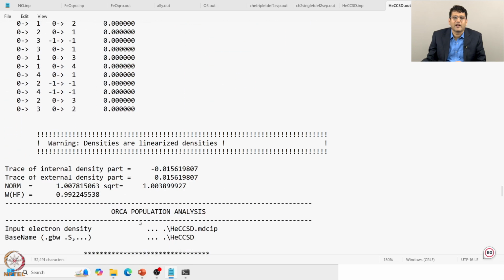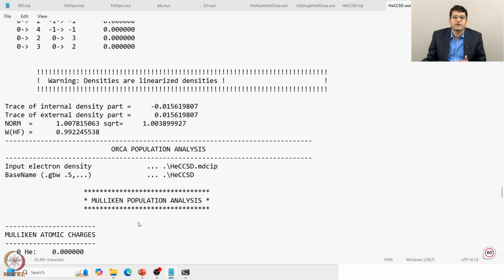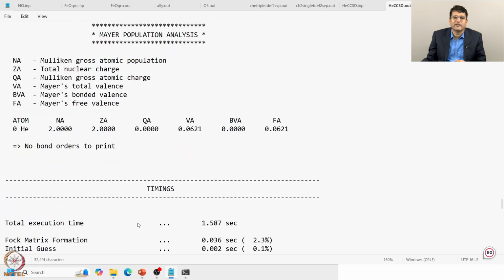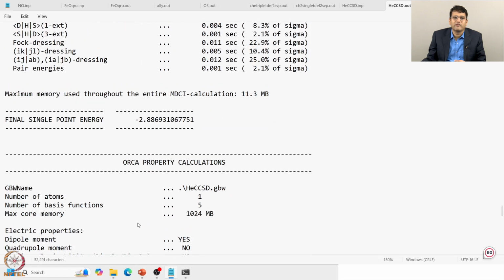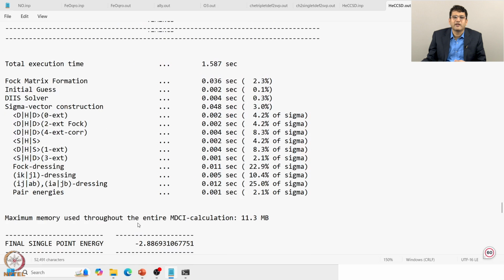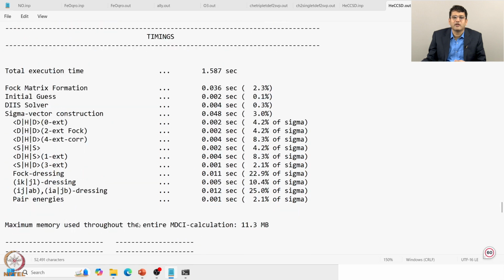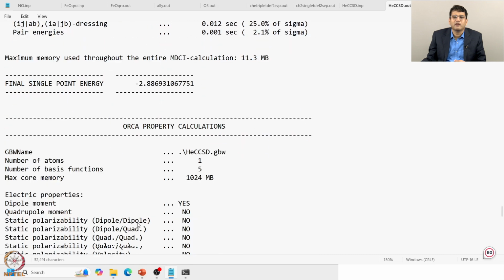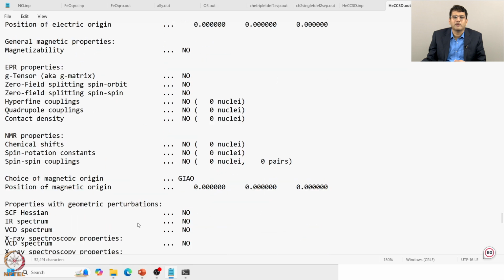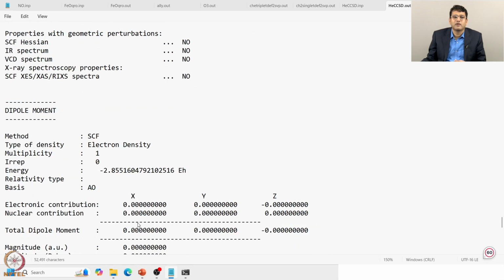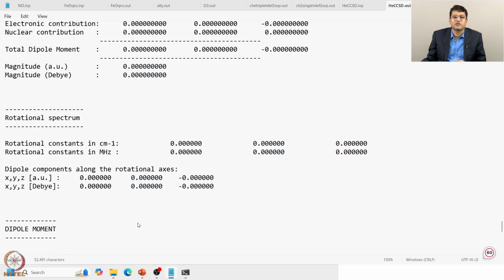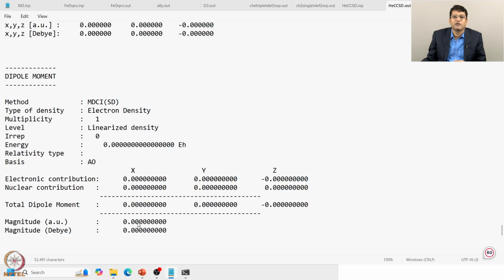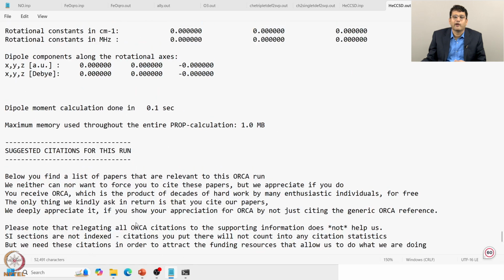And this is where the largest amplitudes are. You can actually calculate the population also at the coupled cluster level, may not be really interesting, and this gives the relative timing, how much time is taken for each of the individual steps, and at the end it will also print the dipole moments and rotational spectrum.